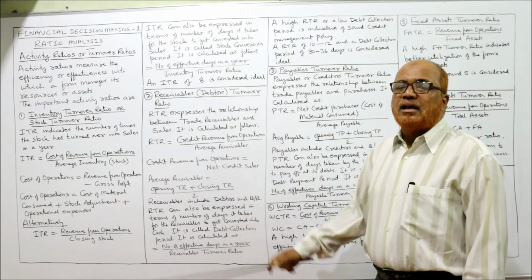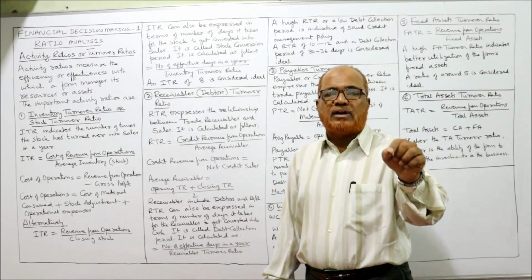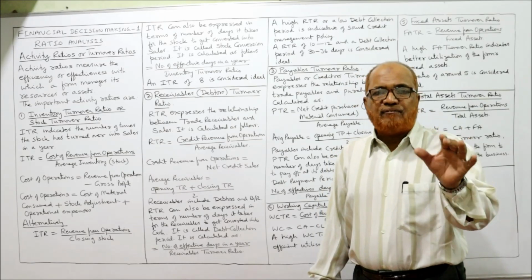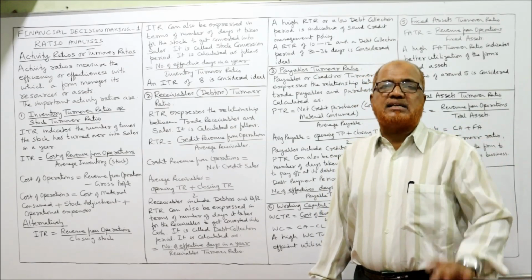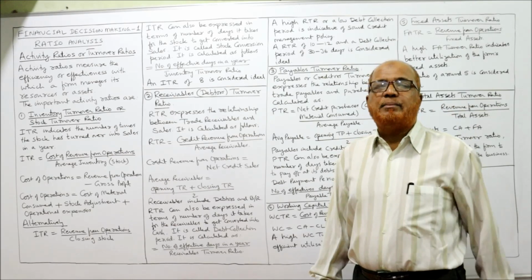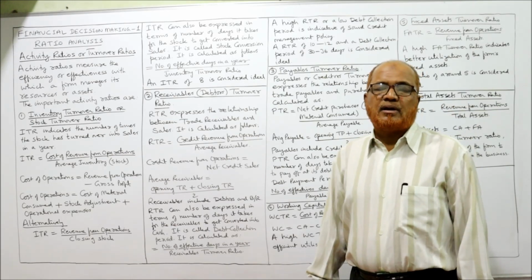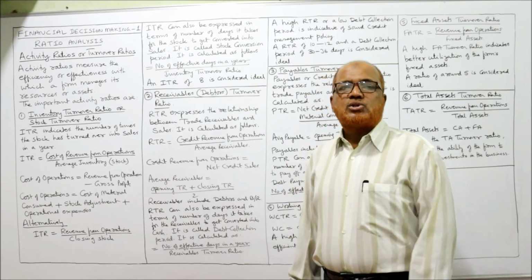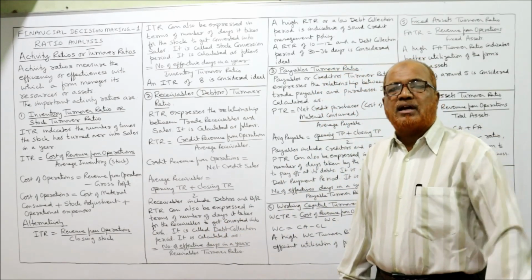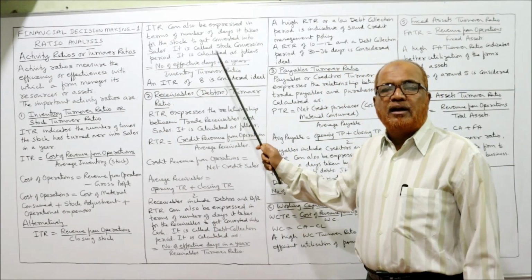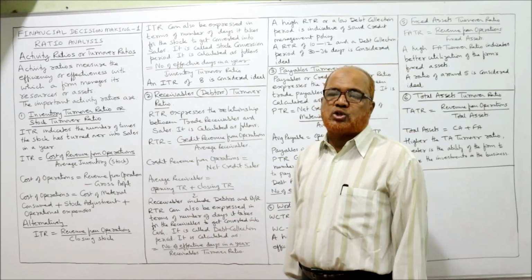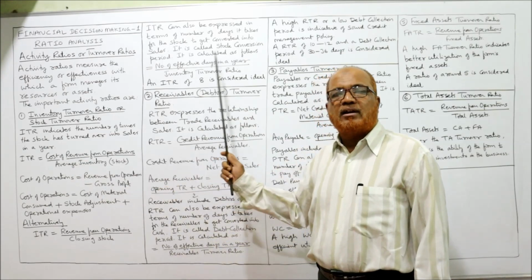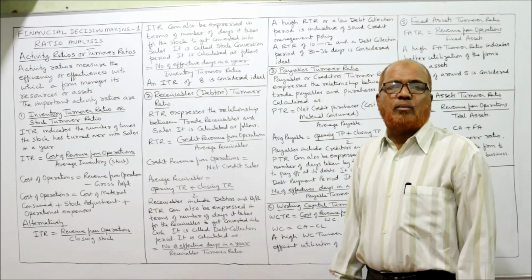The formula is the effective number of working days in a year, that is, the number of effective working days excluding the holidays and the days on which work was not done. Only the effective number of working days in a year goes in the numerator, and the denominator is the inventory turnover ratio. Whatever inventory turnover ratio we get, we take it in the denominator.